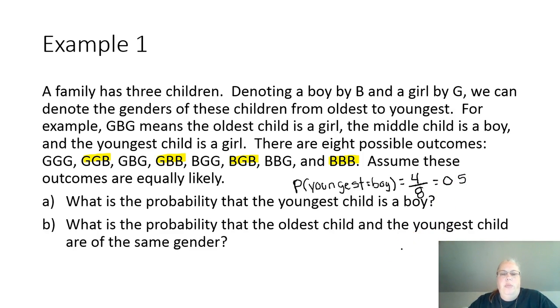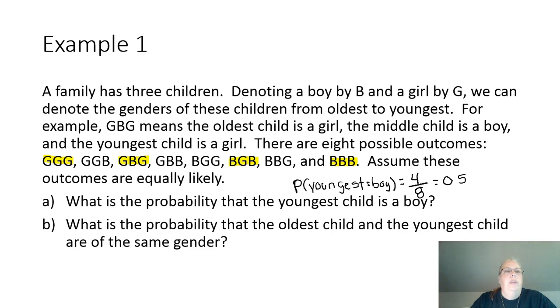B. What is the probability that the oldest child and the youngest child are of the same gender? Alright, so let's go back and erase these. And this time we are looking for the oldest child in the 1st position and the youngest child in the 3rd position having the same gender. That happens here because we have a girl and a girl. It happens here because we have a girl and a girl. It happens here because we have a boy and a boy. And it happens here because we have a boy and a boy.